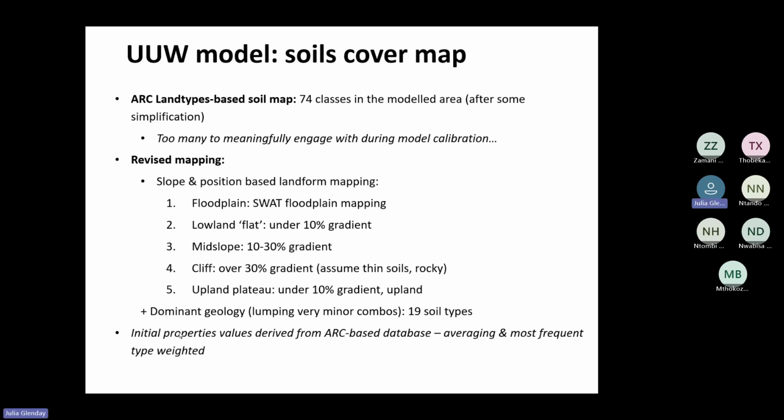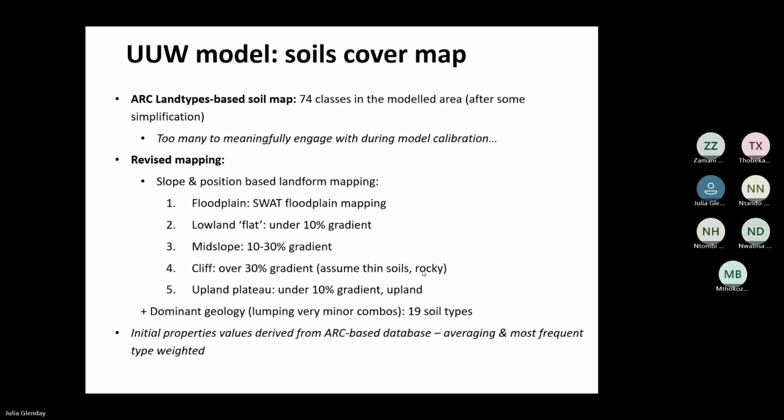And so then the properties for the soil types that I ended up with still came from that ARC-based database, using the average of which ARC types fell into my 19 types, but also giving extra weighting to the most frequently occurring type in my types. The reason is that sometimes there's a mismapping of where they thought a high slope area is versus where I actually mapped a high slope area, for example. So sometimes I can't expect them to line up exactly.